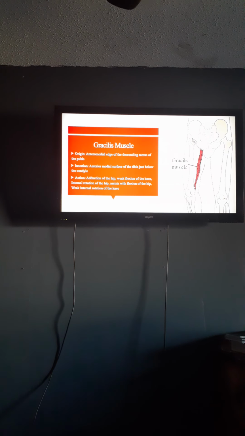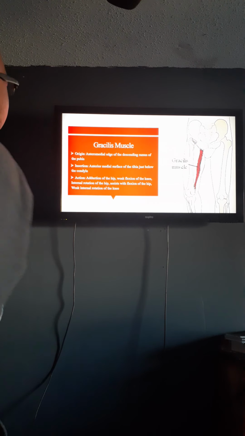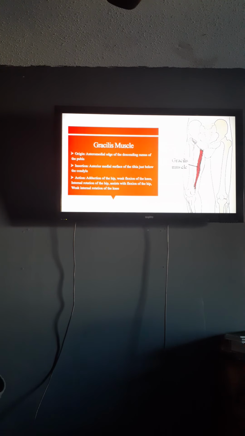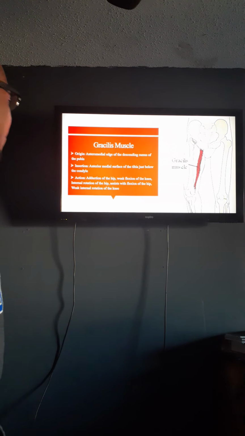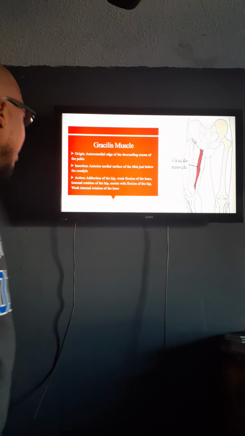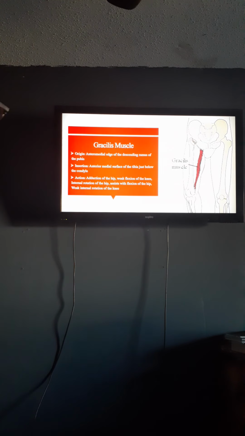So the gracilis muscle, all right. Origin is the anteromedial edge of the descending ramus of the pubis. The insertion would be the anterior medial surface of the tibia, just below the condyle. Action: adduction of the hip, weak flexion of the knee, internal rotation of the hip. It also assists with flexion of the hip and weak internal rotation of the knee.